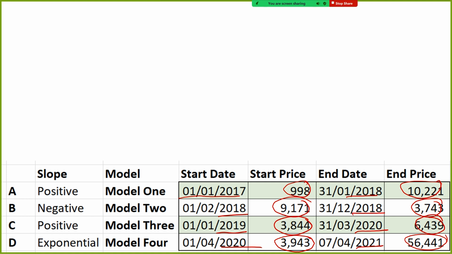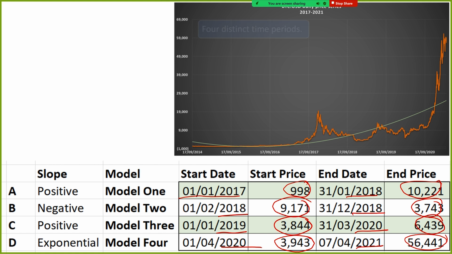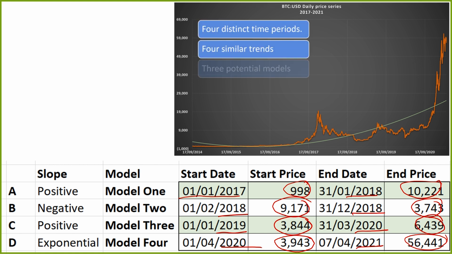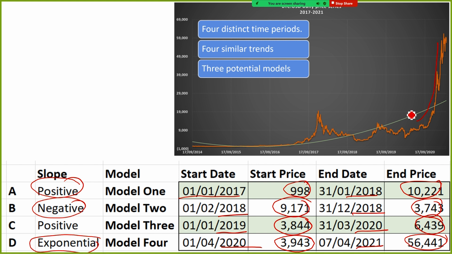And the reason why we took these price ranges specifically was because these price ranges corresponded to 4 distinct time periods. They corresponded to 4 similar trends that we thought looked similar, and 3 potential possible family models. And in those, when I say 3 potential models, what does that mean? That means that in one model, your slope was positive, in one it was negative, and in one it is exponential. This is the exponential one, right? This is the exponential one. Can you see that? Can you see what I just said and what I've done?